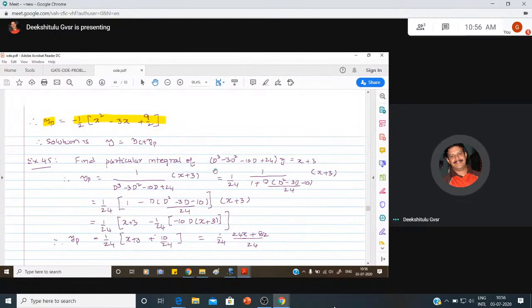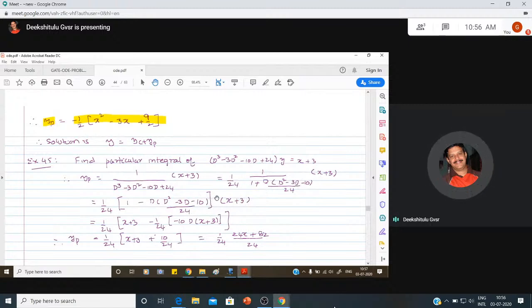Find the particular integral of D cube minus 3D square minus 10D plus 24, operated on y, is equal to x plus 3. So this is how we write this. I am not asking about the complementary function, I am asking only the particular integral here. So as usual, I want to write it as 1 plus or minus f of D. Take this 24 common, then this becomes 1 plus the remaining terms, take D common: D into D square minus 3D minus 10, by 24, on x plus 3. If you expand this, it is 1 by 24 into 1 minus D into D square minus 3D minus 10 by 24.